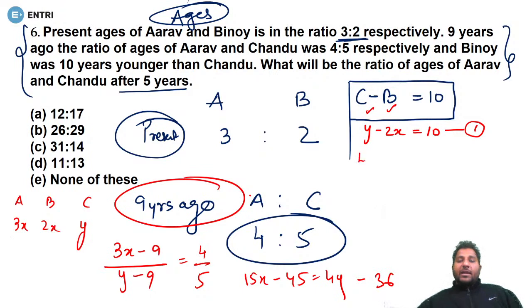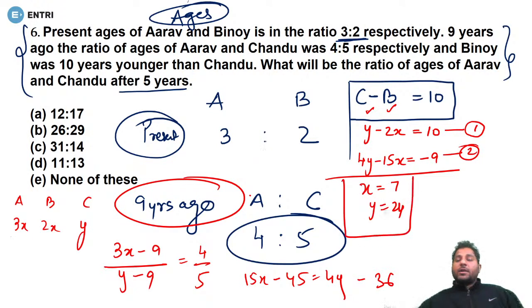That means it will arrive at 4y minus 15x equals minus 9. So we have got these two equations. Now if we solve these two equations, we will get the value of x as 7 and y as 24. Now we have got the two values of x and y.